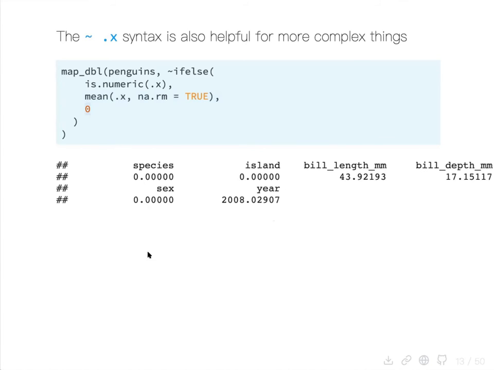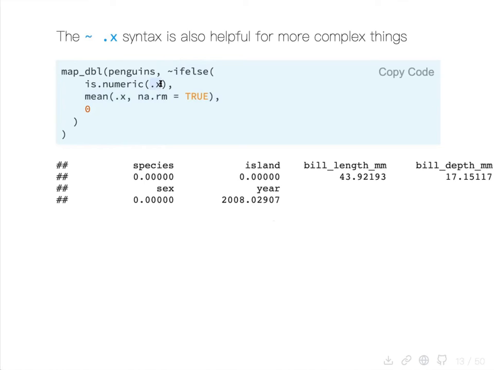I'm not suggesting this is a good thing to do, but what I am showing you is that we're wrapping if_else around this mean. Okay, so we're using .x sort of in multiple places here. We've got if_else using is.numeric, and then we're doing one thing if it is numeric and a different thing if it's not numeric.